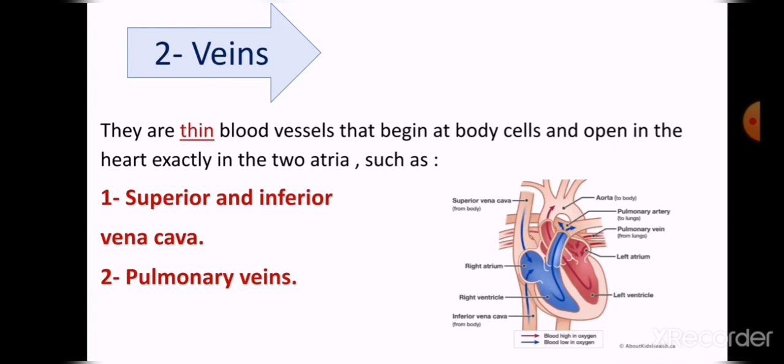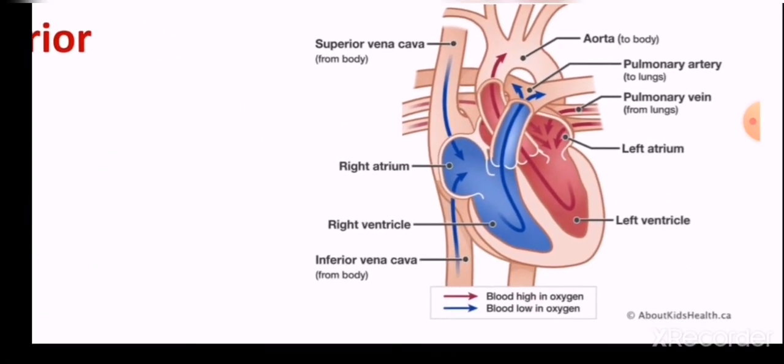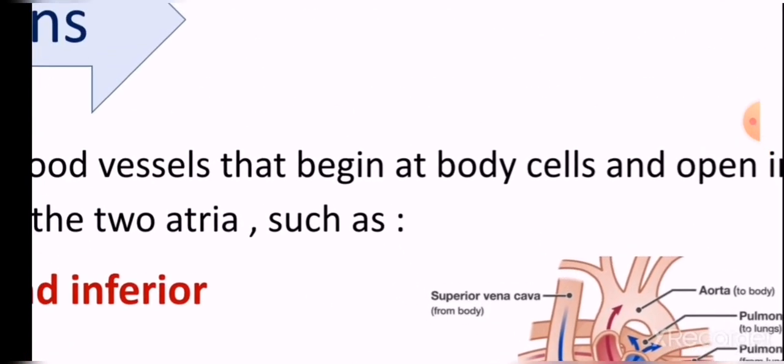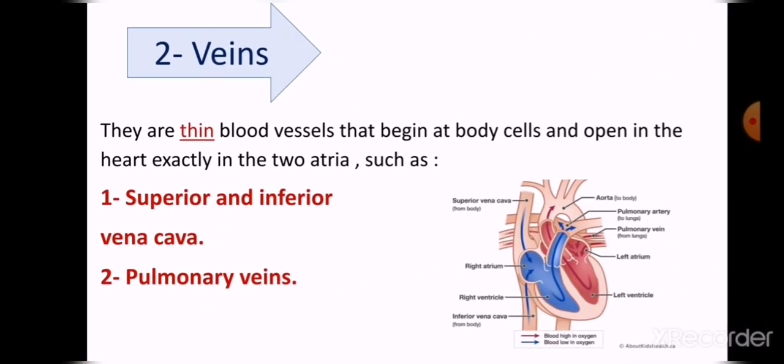Veins are thin blood vessels. It's opposite to the arteries. They begin at the body cells, and then open in the heart. They start from the body cells, not from the heart. The veins start from the body cells and then open at the heart. They open in the heart, exactly in the 2 atria.